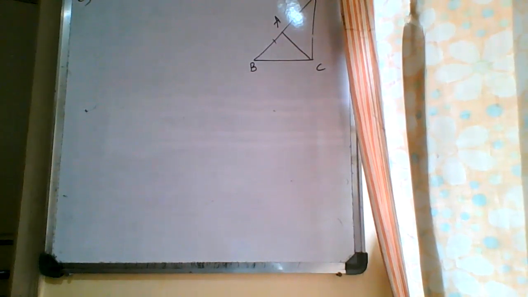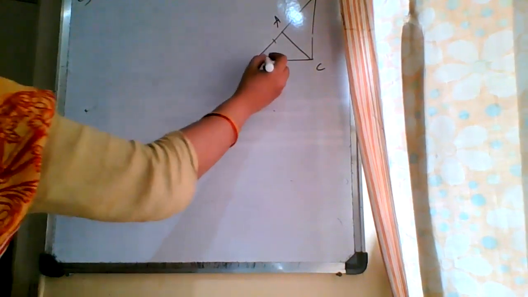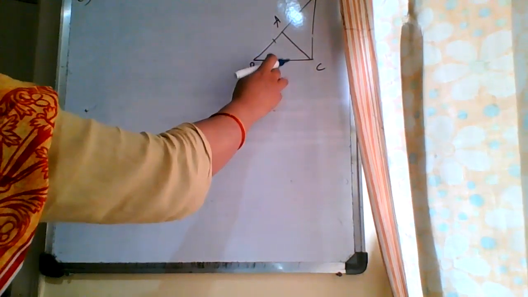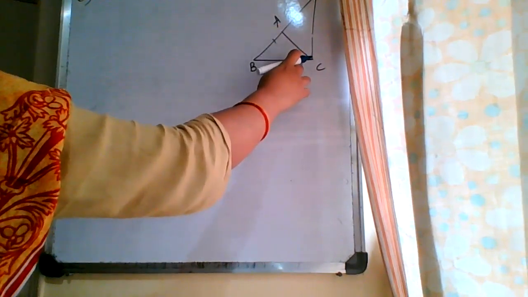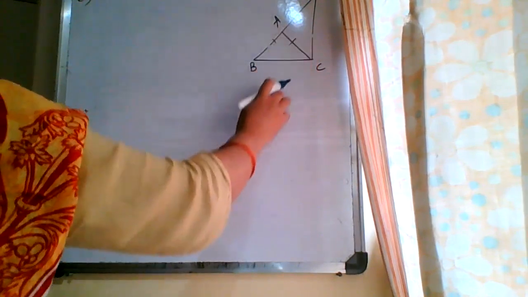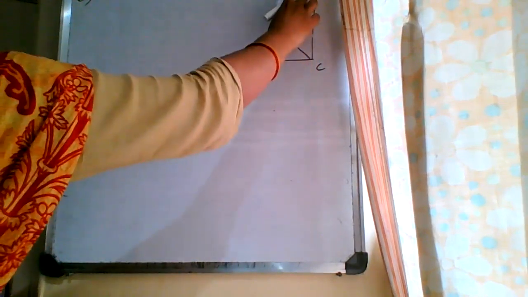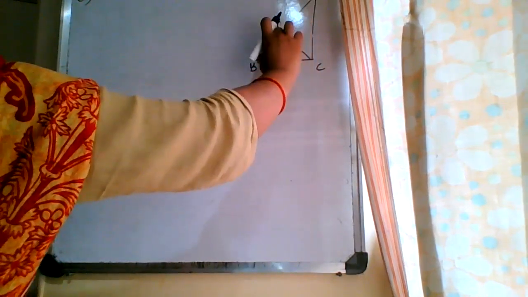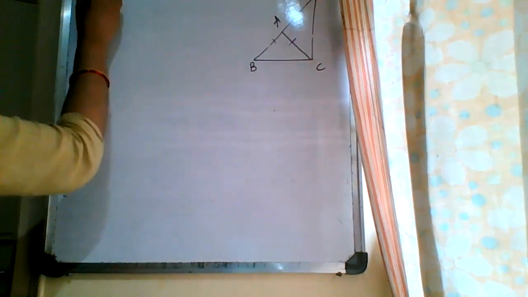Side BA is produced such that AD is equal to AB. Show that angle BCD is a right angle. What is given? ABC is an isosceles triangle where AB is equal to AC, and AD is equal to AB. So all these three sides are equal.